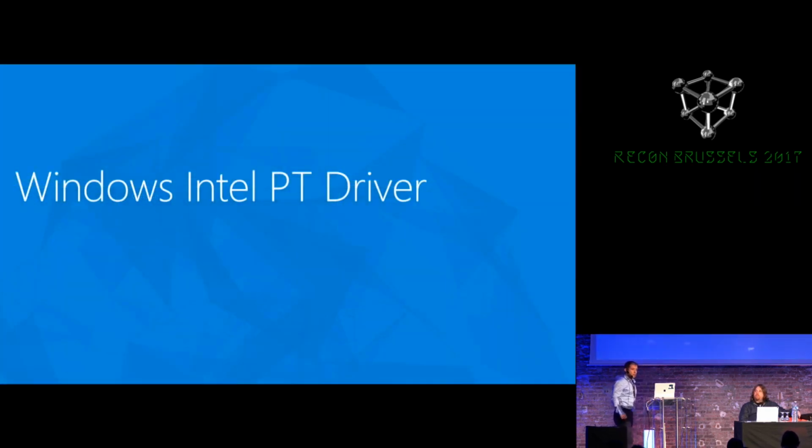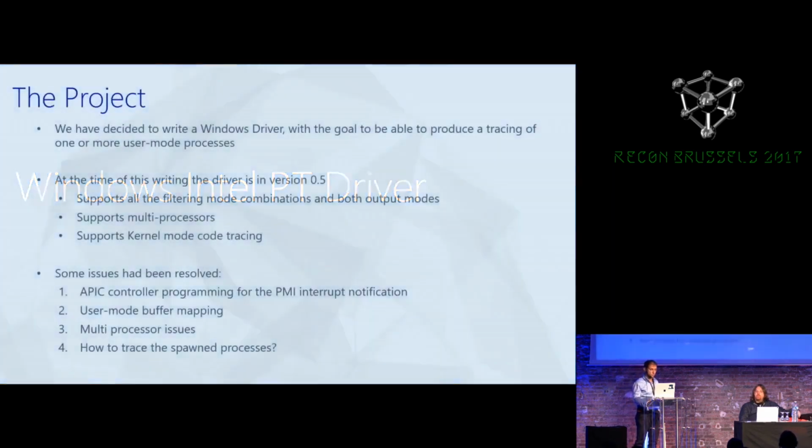Okay, let's speak about the Intel PT driver implementation. We have decided to write this driver to be able to perform the trace directly from a Windows operating system. At the time of this presentation, the driver is quite stable, and in its version 0.5. It supports all the filtering mode combinations and output modes. A new feature of this release is that it supports even multiprocessors, and it supports even kernel mode code tracing. As I have told, you can use the processor trace to trace even kernel software without any problem.